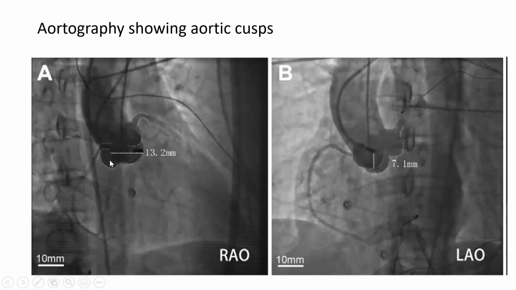And as we know, the non-coronary cusp is over the fibrous part of the LVOT, which is not a site of origin for PVCs and VT. This is the right coronary cusp, and the left coronary cusp is higher. And here in the LAO view, the right coronary cusp is to the right, and the left coronary cusp is to the left. We know this from the coronary angiography.